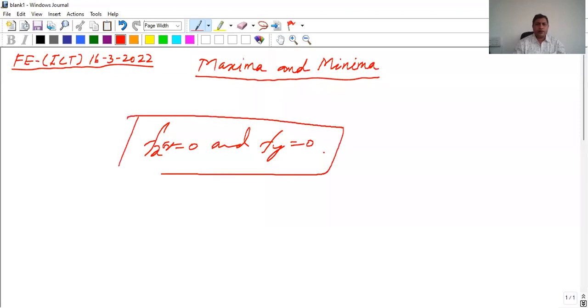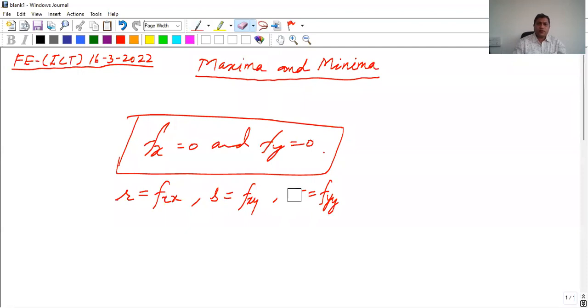After collecting the pairs of x and y that satisfy fx equal to zero and fy equal to zero, these pairs are nothing but the stationary values. Stationary value means where the function changes its behavior. Once we get the stationary values, we consider the second order derivatives: r, which is fxx, s, which is fxy, and t, which is fyy.